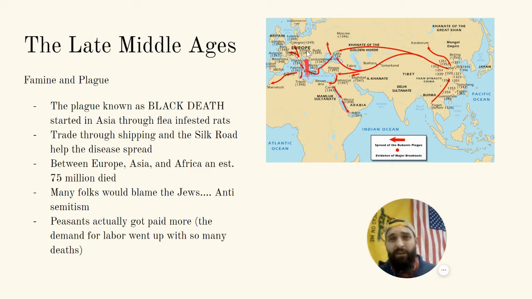Between Europe, Asia, and Africa, an estimated 75 million folks died. To put that in perspective, at the time it's estimated that the world population was roughly 350 million, and you have 75 million dying worldwide. That's roughly 20%. Compared to today with COVID-19, I think the closest count right now is around 2 million deaths worldwide, but our population is roughly 7.5 billion. That's less than 1% of a casualty rate. The Black Death was able to wipe out 20% of humanity.